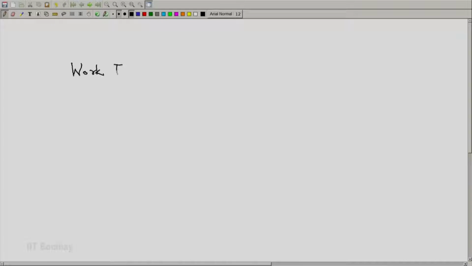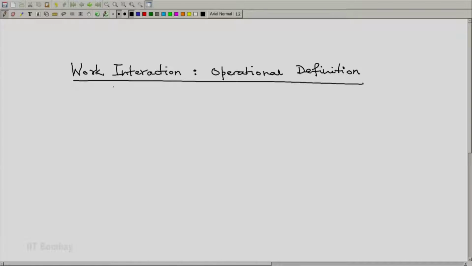Welcome back. We now look at the operational definition of the work interaction. This is the proper thermodynamic definition of work. We ask ourselves this question.